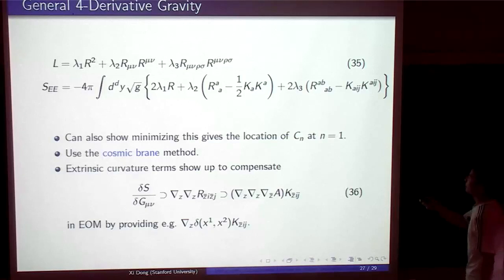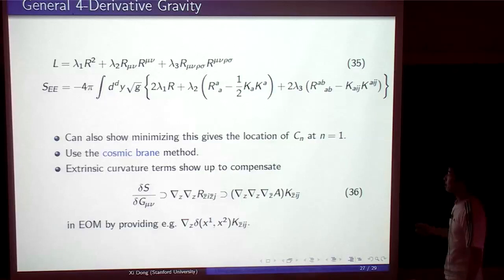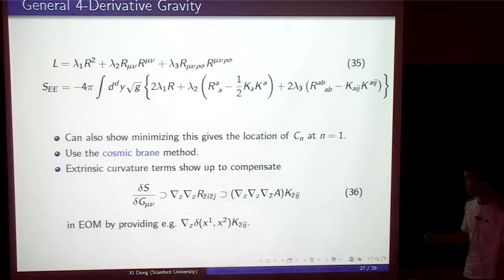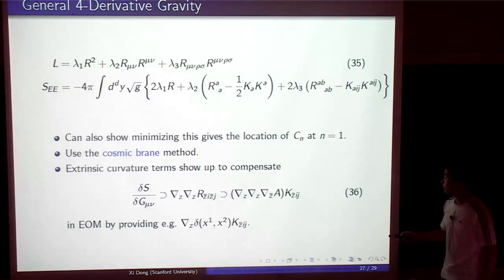The extrinsic curvature comes out because it is actually very similar to the previous derivation, but arises in a slightly different way. So we can consider a term in the equation of motion which looks like this, because one of the Riemann tensors produces two derivatives acting on the other Riemann tensor, where the other Riemann tensor actually has this structure for these components. And then we actually have three derivatives acting on A.